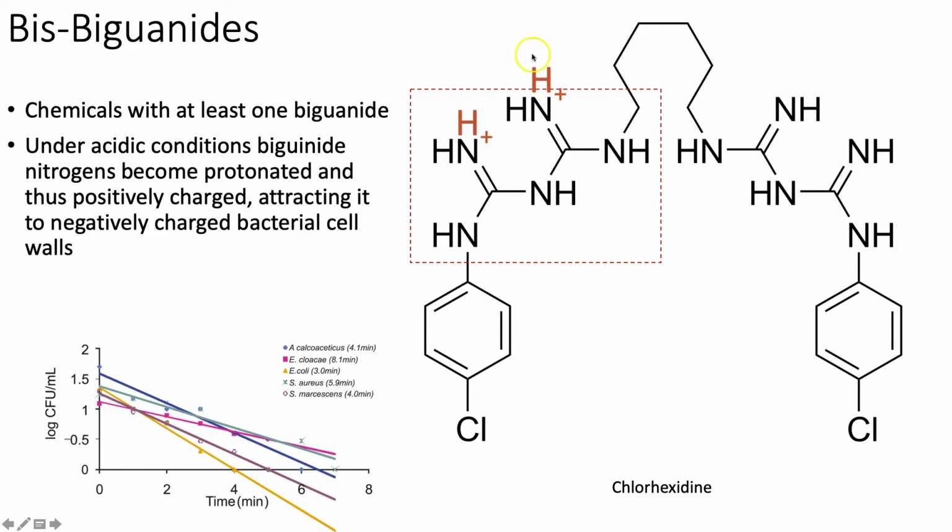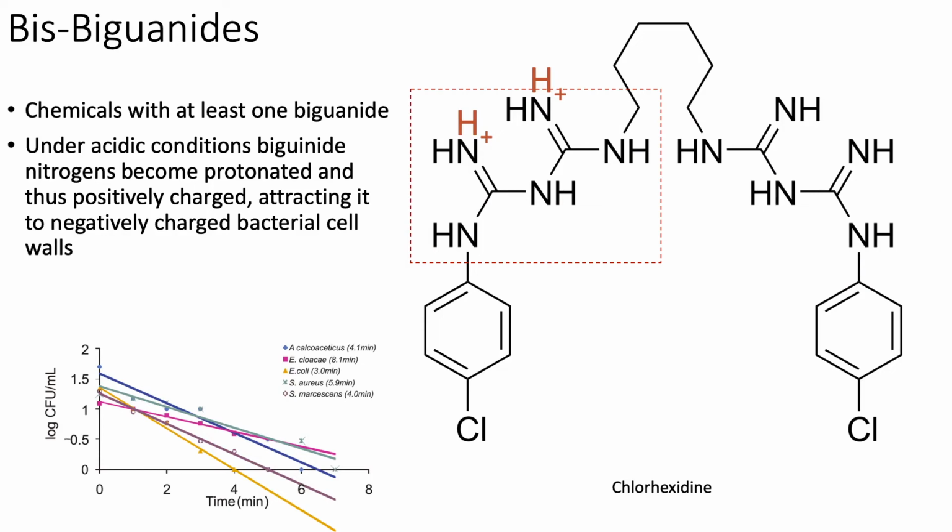And so what happens is under acidic conditions, which most biological systems are, these nitrogens right here can become extra protonated. So they have this extra hydrogen here, and nitrogen only normally wants 3 bonds. If I throw another hydrogen on there, it now has 4 bonds, which gives it a positive charge, which will attract this molecule towards the bacterial cell wall, which is generally negative. And so it can attract this thing in there and help destroy those cell walls.